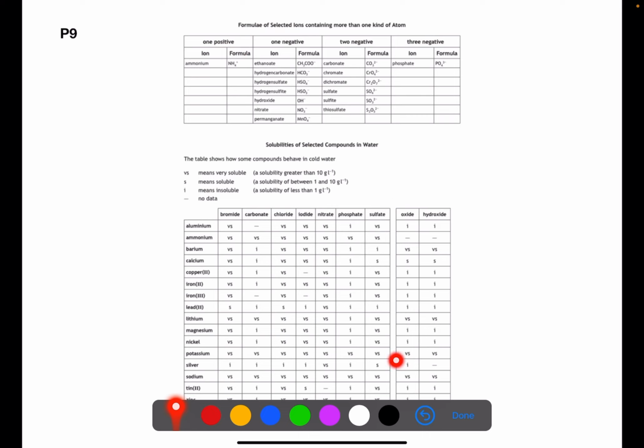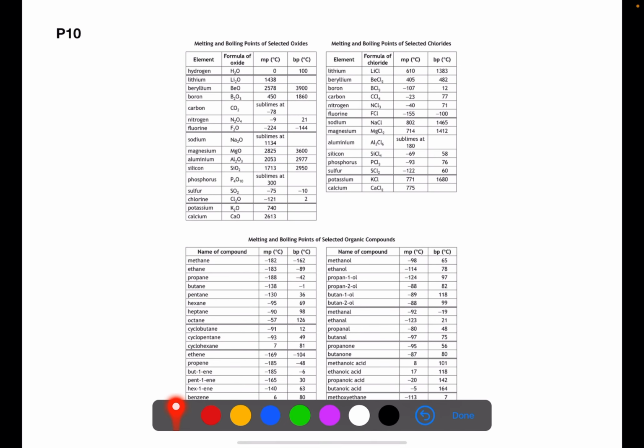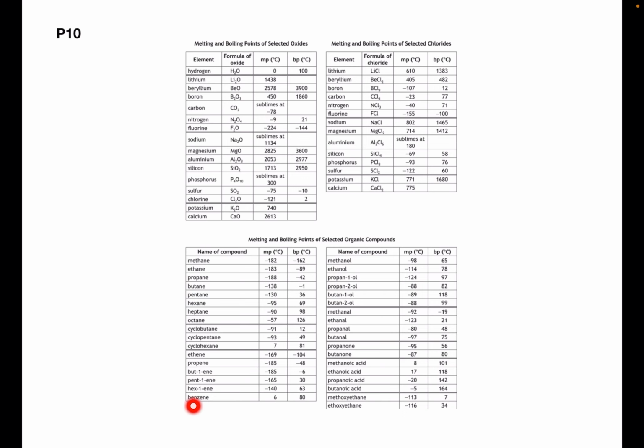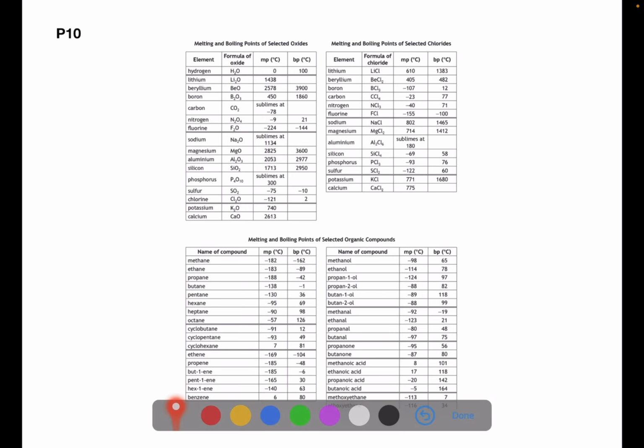formulae, and the solubilities of different compounds at the bottom. Page 10 has the melting and boiling points of some of the oxides. Some of those have sublimation temperatures rather than melting and boiling points, and also for some of the selected chlorides. At the bottom, you have the melting and boiling points of different organic compounds, including some new ones that you'll look at this year, benzene and the ethers.